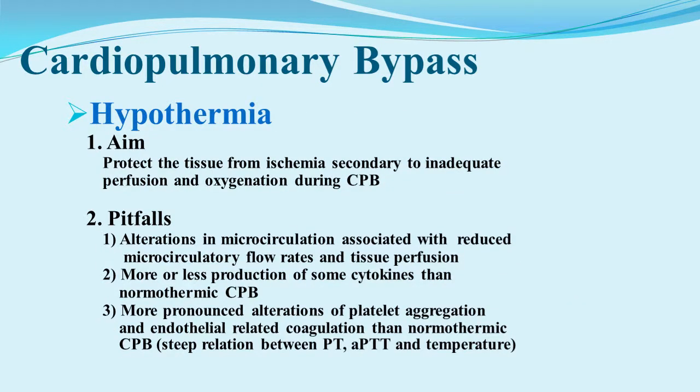Hypothermia aims to protect the tissue from the ischemia secondary to inadequate perfusion and oxygenation during the cardiopulmonary bypass. Pitfalls: alteration in the microcirculation associated with reduced microcirculatory flow rates and tissue perfusion, more or less production of some cytokines than normothermia and cardiopulmonary bypass, more pronounced alterations in the platelet aggregation and endothelial-related coagulation than normothermic cardiopulmonary bypass, steep relation between PT, APTT and temperature.